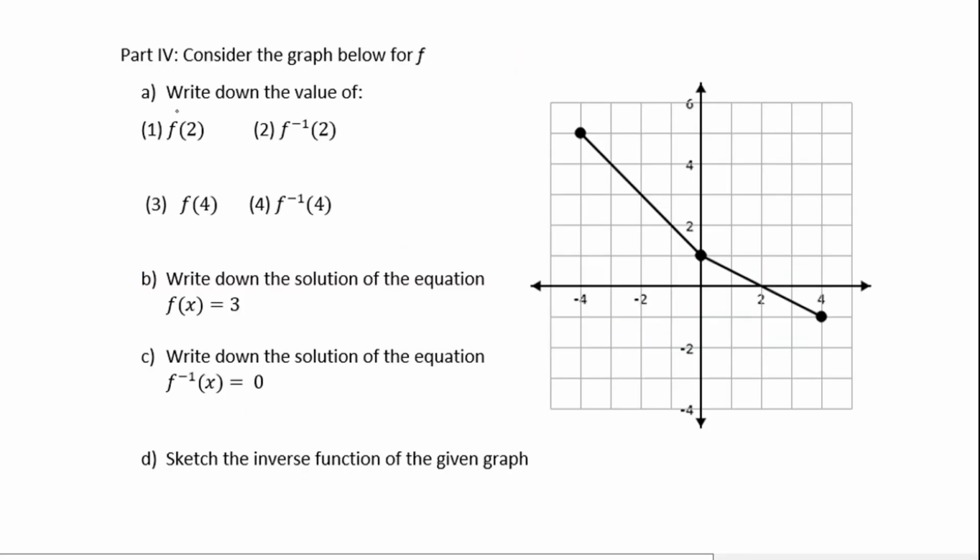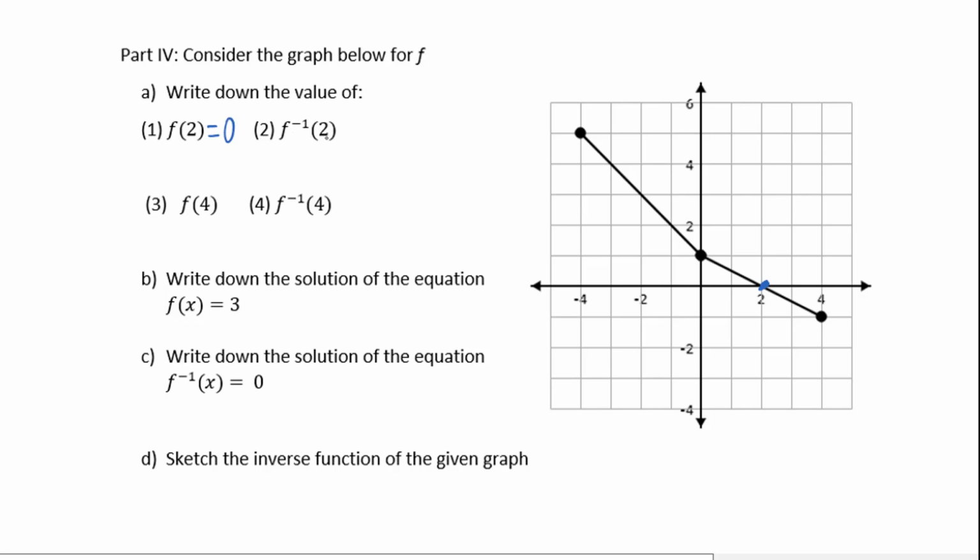Let's go to part 4. Consider the graph below for f. Write down the value of f of 2. F of 2 is here. When x equals 2, y equals 0. So this is 0.